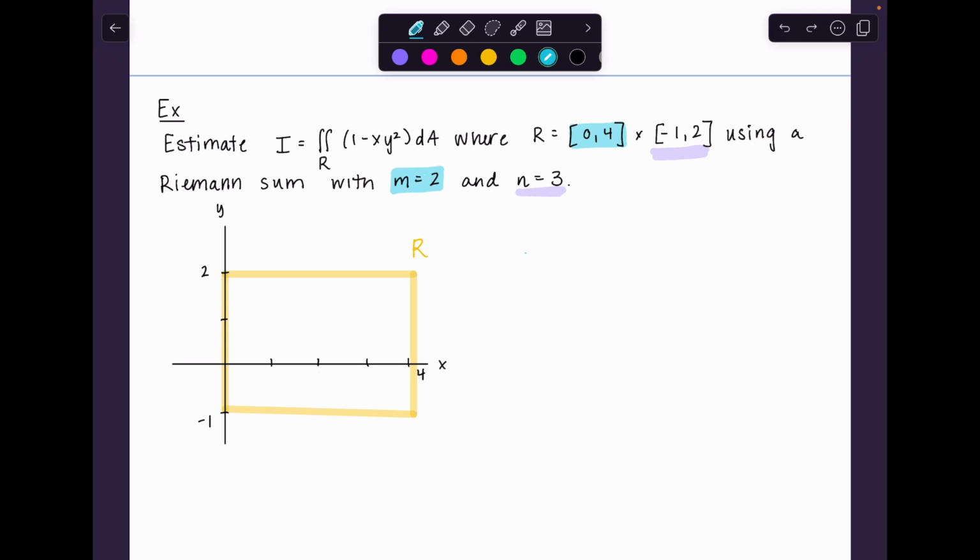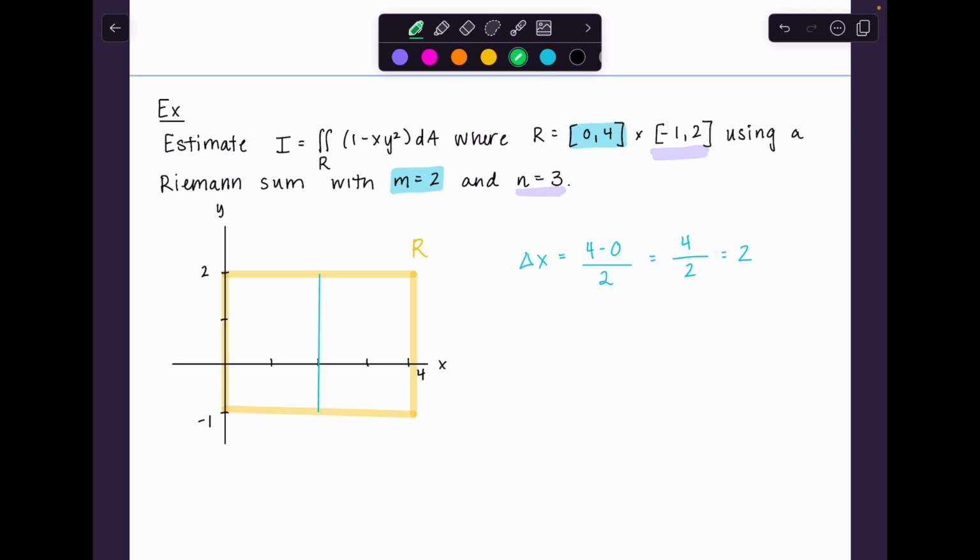But again, to find that delta x, you take the length of the interval, which is 4 minus 0, divided by the number of subintervals. So 4 over 2 gives us that each subinterval should be width 2. So my grid in the x direction gets split right here.